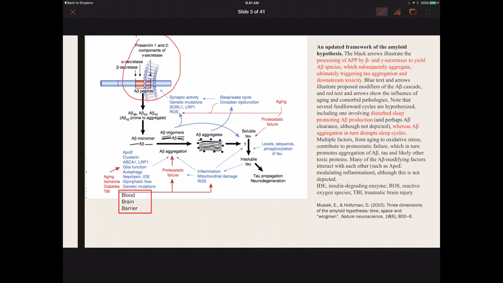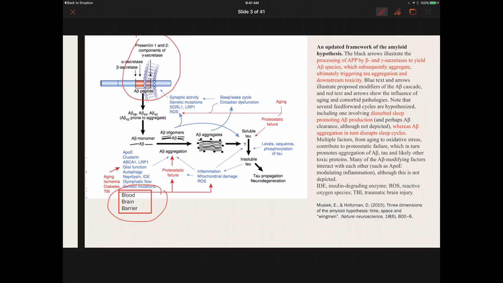At the bottom here are some factors that are extraneous or outside factors involved that are not directly linked to the molecular biology. And you can see here that aging, ischemia, diabetes, traumatic brain injury are all mentioned. And I've added here in a red box blood-brain barrier problems. And I will explain to you later as to why these might be very important.